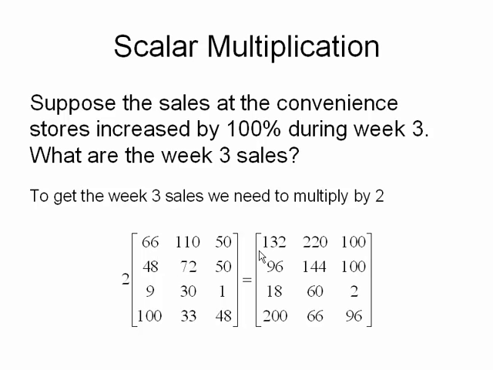When I do that, my first row becomes 132, 220, and 100, 96, 144, 100, 18, 62, 266, 96. What you'll notice is from the original matrix, when I multiplied by 2, it doubled all of the entries in here.